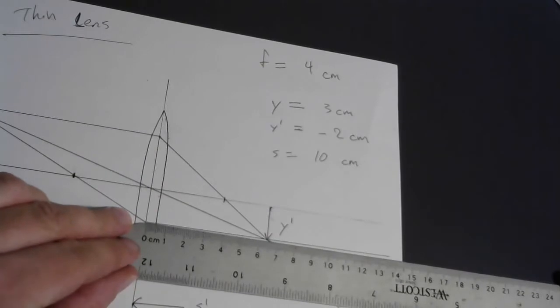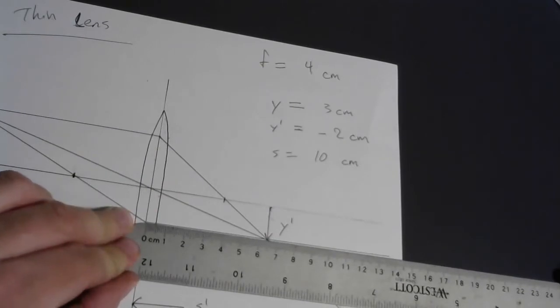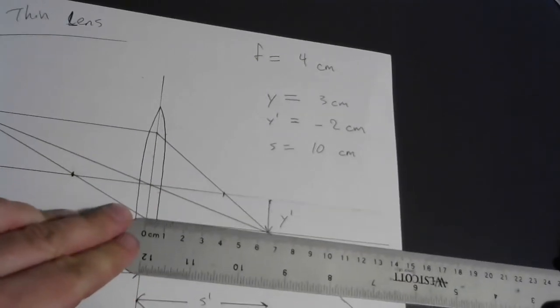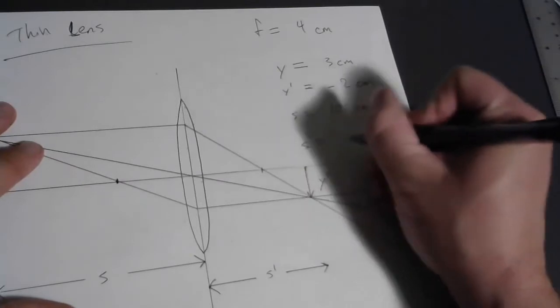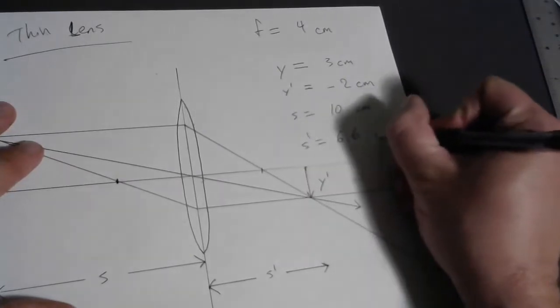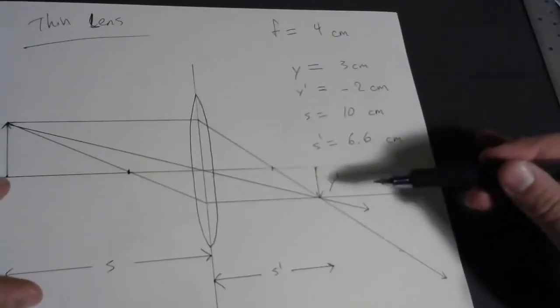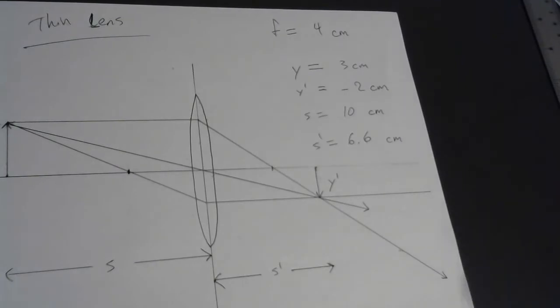Got my fingers crossed. Oh yeah, close enough. I don't know if you can see that, but it's around 6.6. Good enough. S prime, I will call 6.6 centimeters. Now, you may have looked at that and said, well, that looks more like 6.7 or maybe even 6.5.